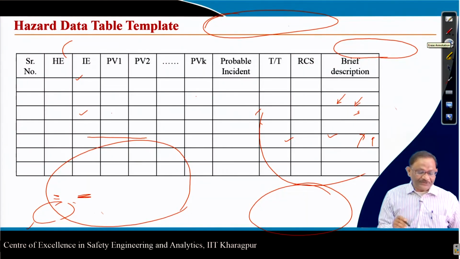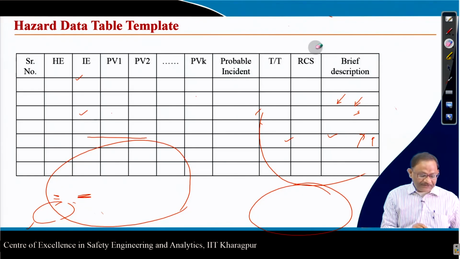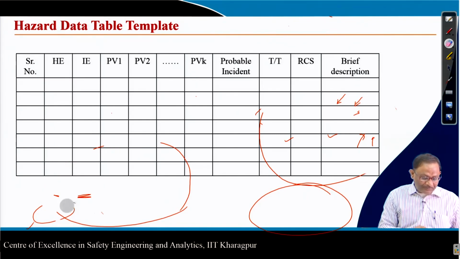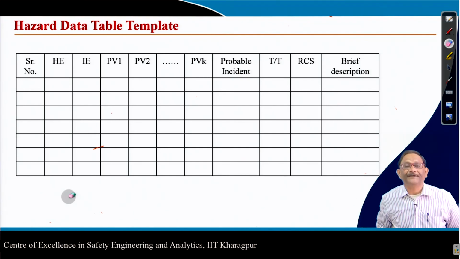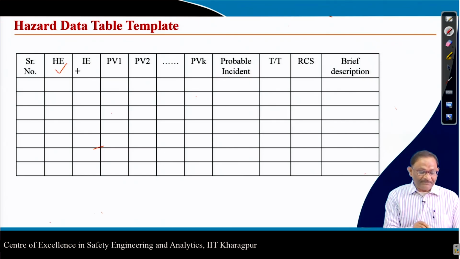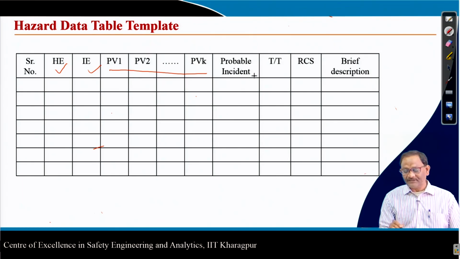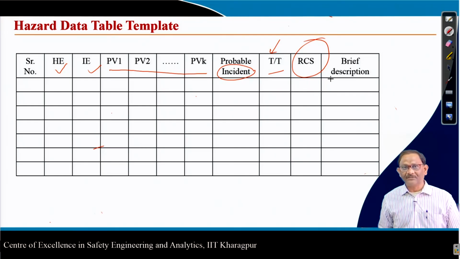So, this is my first data table. This data table is prepared by IIT Kharagpur with the help of existing literature. What we are saying is the minimum data table for hazard. When we do hazard identification, the minimum data table is this: hazardous element, initiating mechanism, pivotal events, probable incident, threat and target, which risk control system is responsible, and then a brief description about the hazard and other related information.